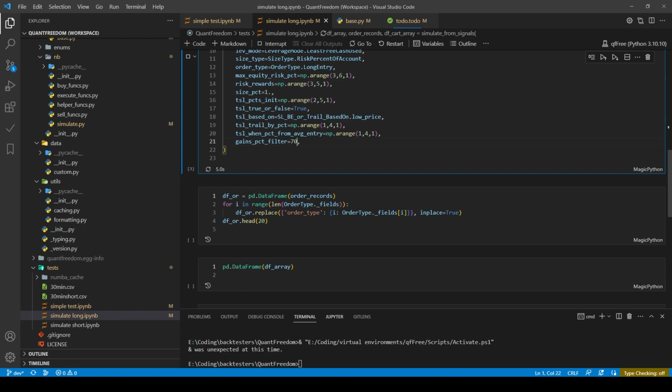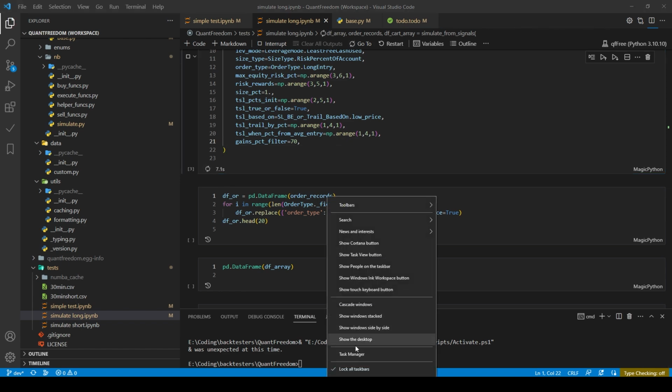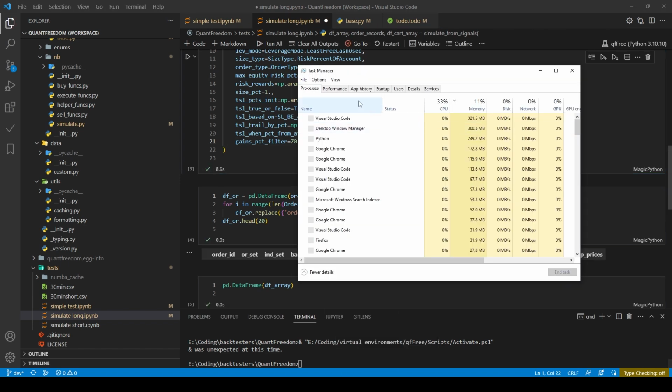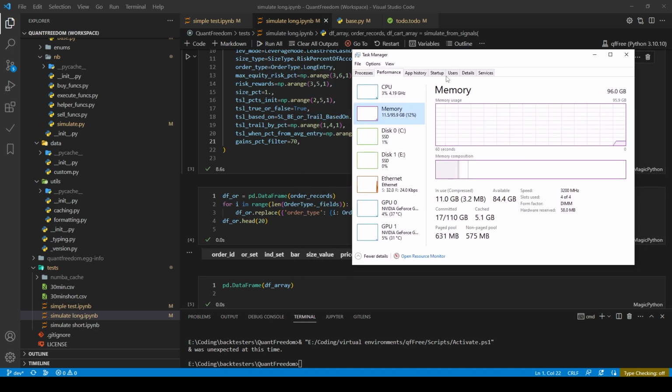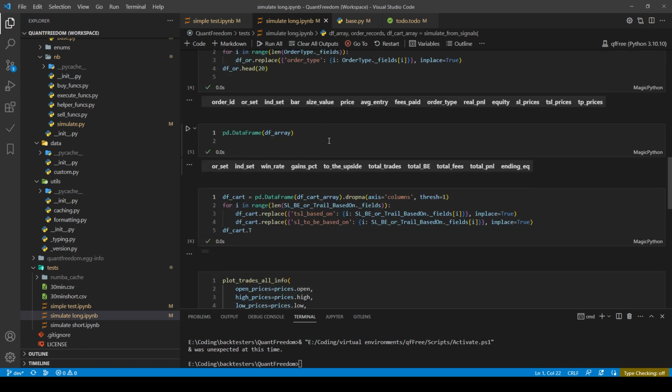I think it's going to crash again. What I was trying to do is task manager. Let's see. Memory is nothing. Wait, what?